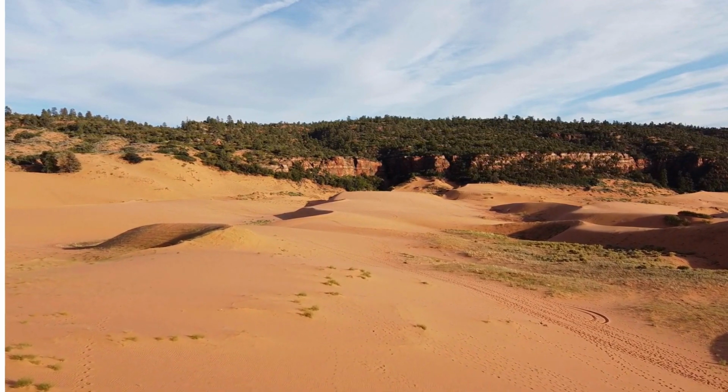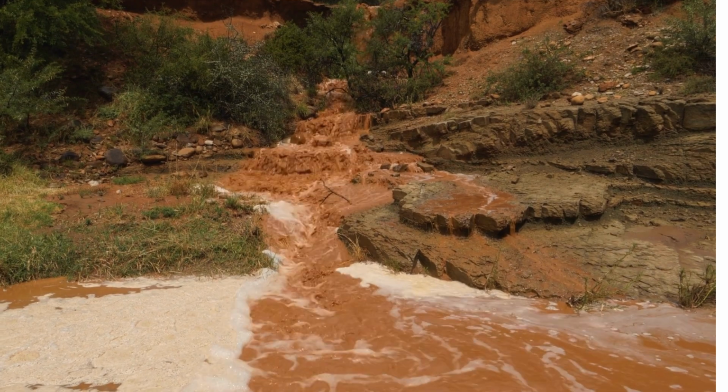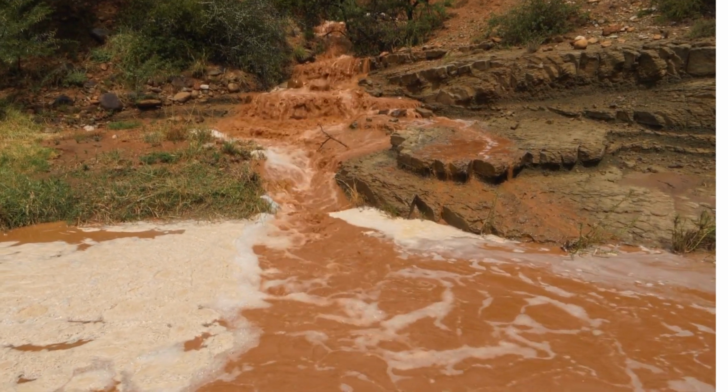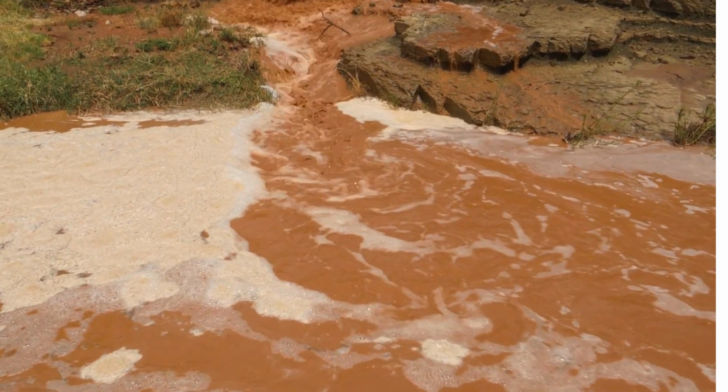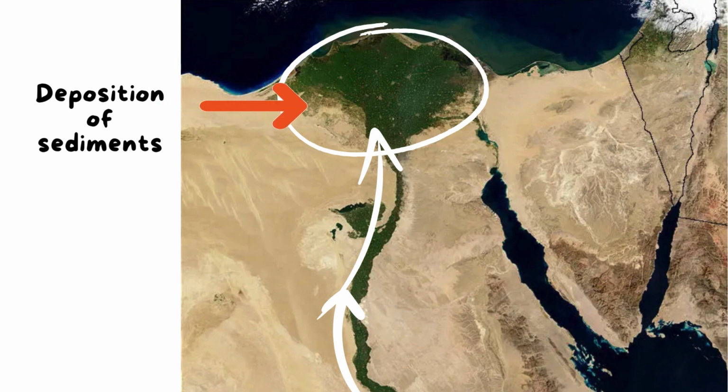Also, water can carry sediments. As these sediments are broken from a rock, and then the water carries these sediments, this is erosion, and these sediments will settle in another place, so this is deposition. And this happens in the formation of a delta, as a delta is the place where the deposition of sediments happens. As you see here, the Nile Delta.